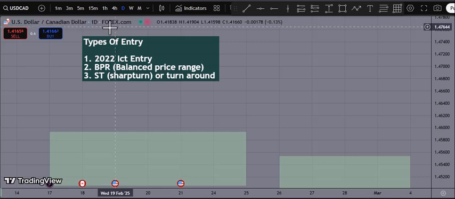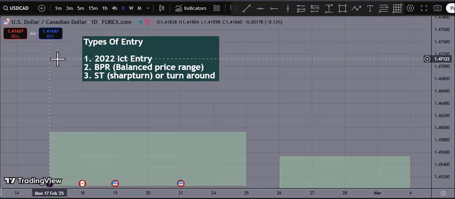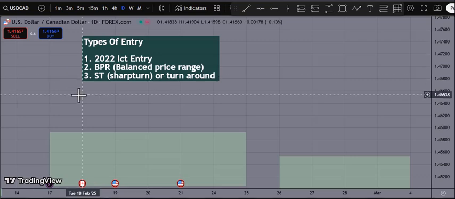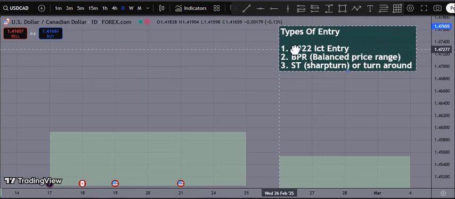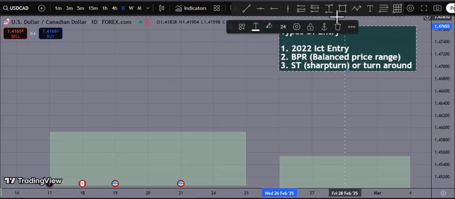In this lesson, we're talking about entry technique. We'll go through this tree. We'll have the 2022 ICT entry, we'll have the balanced price range, and we'll have ST, which is known as sharp turn or turnaround. Now, the ST and the balanced price range are virtually the same thing, just a little difference. Let me go ahead and explain this, then I'll hop into the chart and show you examples.